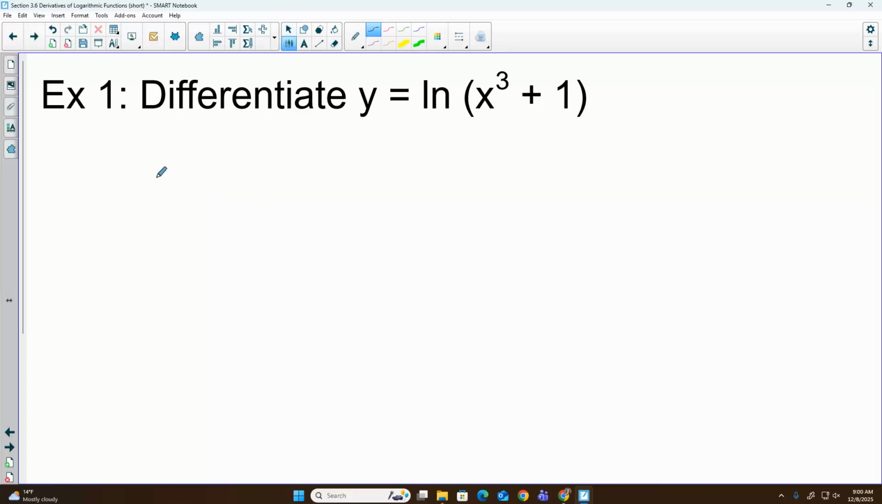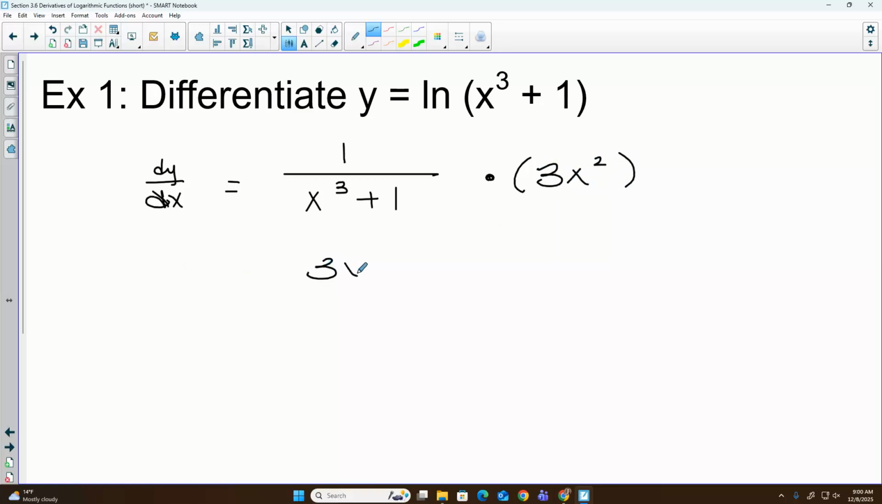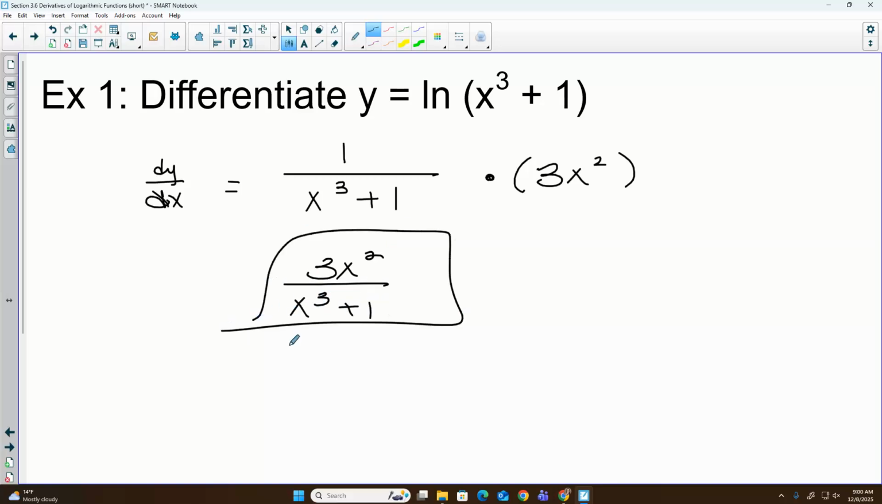If I ask for the derivative of this, it's a natural log, so it's just 1 over the argument. But my argument isn't just x, so we have to do the chain rule times the derivative of the inside. What's the derivative of the inside? 3x squared. So we just get 3x squared over x cubed plus 1. Is that better than last week? A little bit, yeah. Just a little bit.